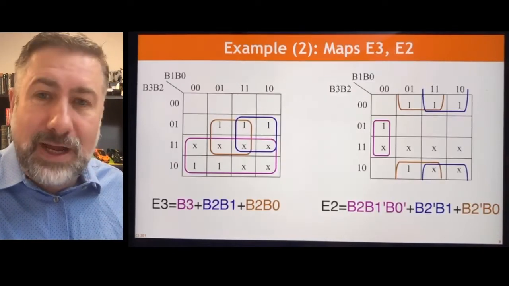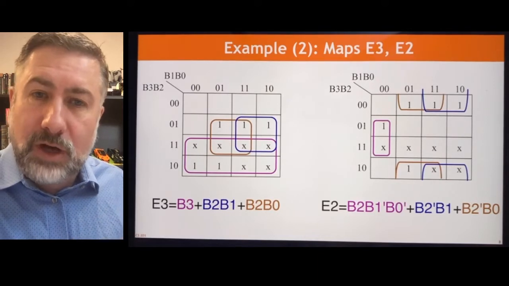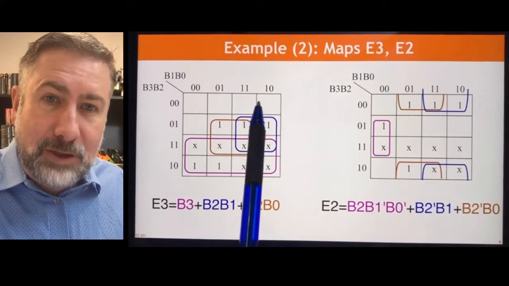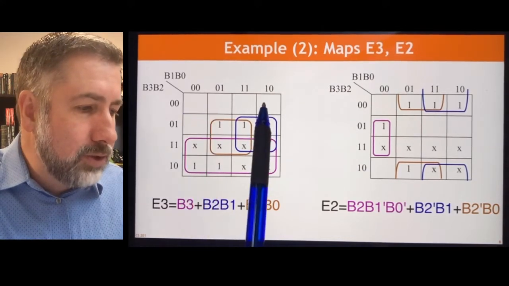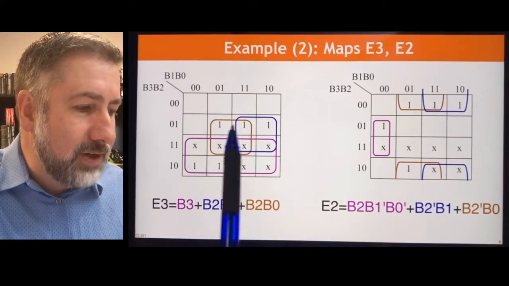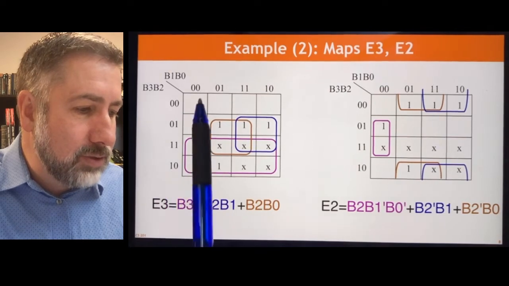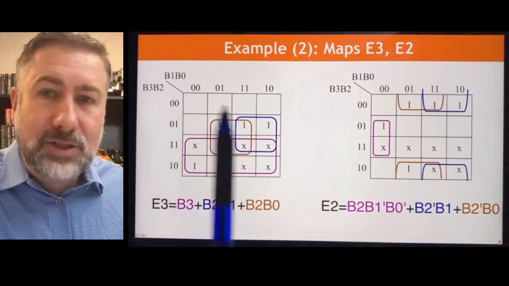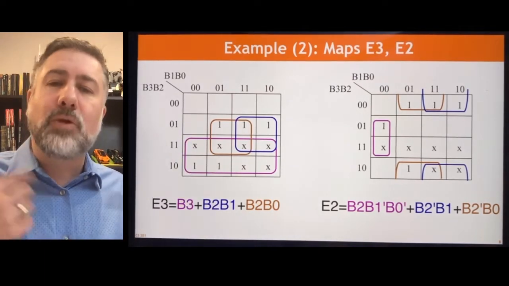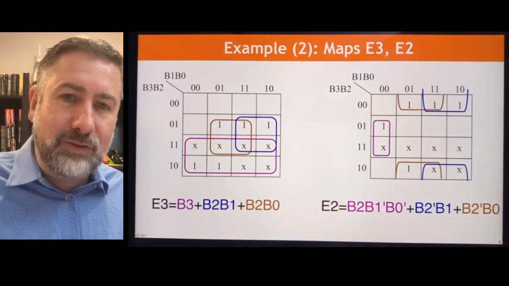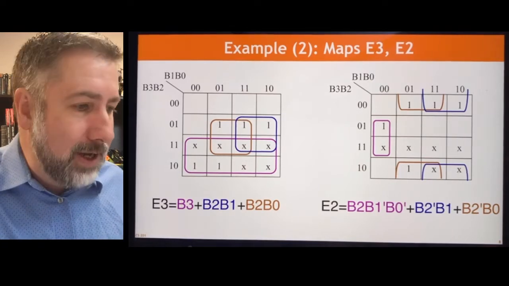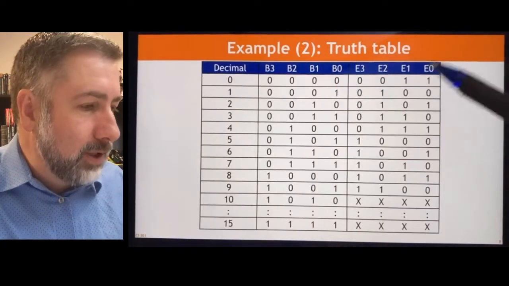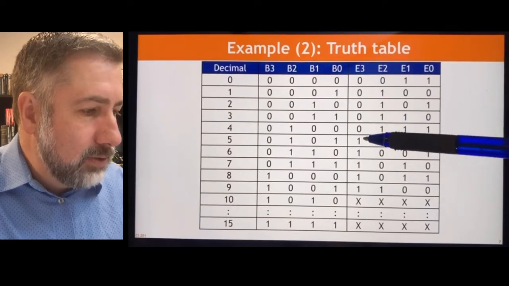Now, it's important to recognize the order in which we drop the minterms into the K-map, because the ordering here matters, right? We flip these outputs. So it's 0, 1, 2, 3, 4, 5, 6, 7, down here for 8, 9, 10, 11, 12, 13, 14, and 15. So that ordering matters. And again, the more practice you get, the more you'll get the feeling for taking the numbers in the truth table and dropping them into the K-map just by reading them off, right? We got 0, 0, 0, 0, 0, 1, 1, 1.